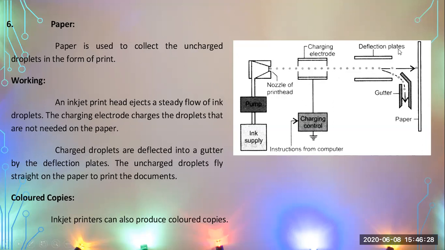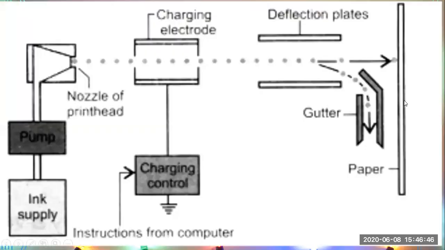The charged droplets will move to the gutter. They are moved outside. The uncharged particles are allowed to fall on the paper. So this is the paper, and uncharged particles are moving. An inkjet printer can also produce color copies. So this is another magnified or enlarged figure. This is the ink supply.